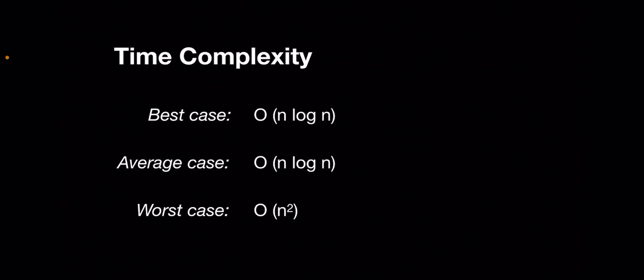And lastly, in the worst case, like when the array is already sorted or when the pivot is poorly chosen, the time complexity can degrade to O(n²). And that's quicksort. It's a simple yet powerful algorithm that works great for most scenarios.